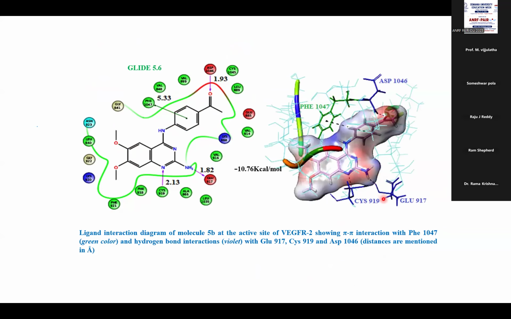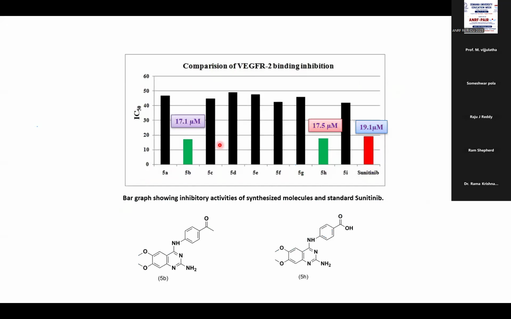Now, this is the Glide pose of the molecule where you can see the interactions properly. The dock score was minus 10.76 kcal per mole, and it had the cysteine 919 interaction, which is a crucial interaction, and also other interactions. So we went for checking the binding inhibition with VEGFR2 in comparison with sunitinib.